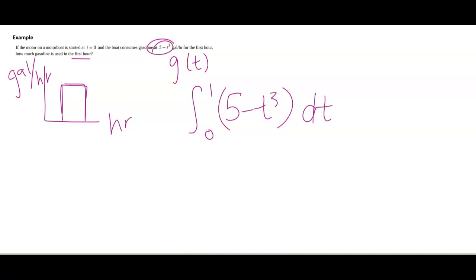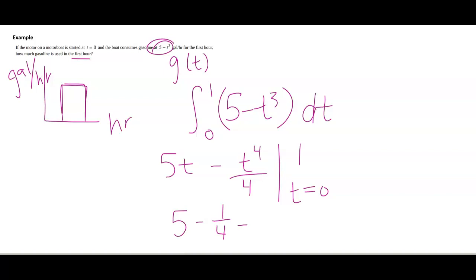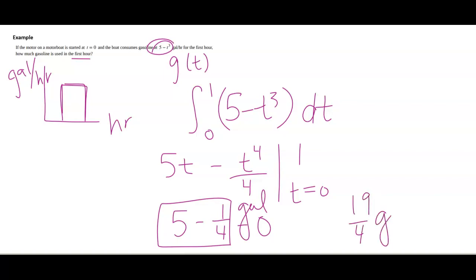All right, let's go ahead and find the antiderivative of this one. So it's going to be 5t minus t to the fourth over 4. And I'm going to evaluate this from t equals 0 to t equals 1. I'm going to plug in 1. When I plug in 0, I get 0. And so 5 minus 1/4 gallons. Okay, so 5 minus 1/4, we could write that as 20/4 minus 1/4, so 19/4 gallons would be our final answer for this problem here.